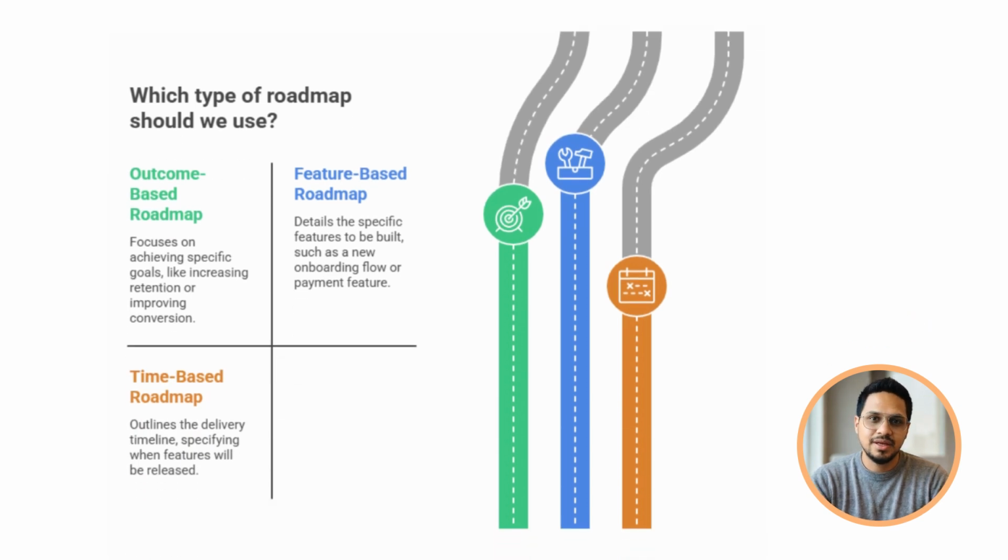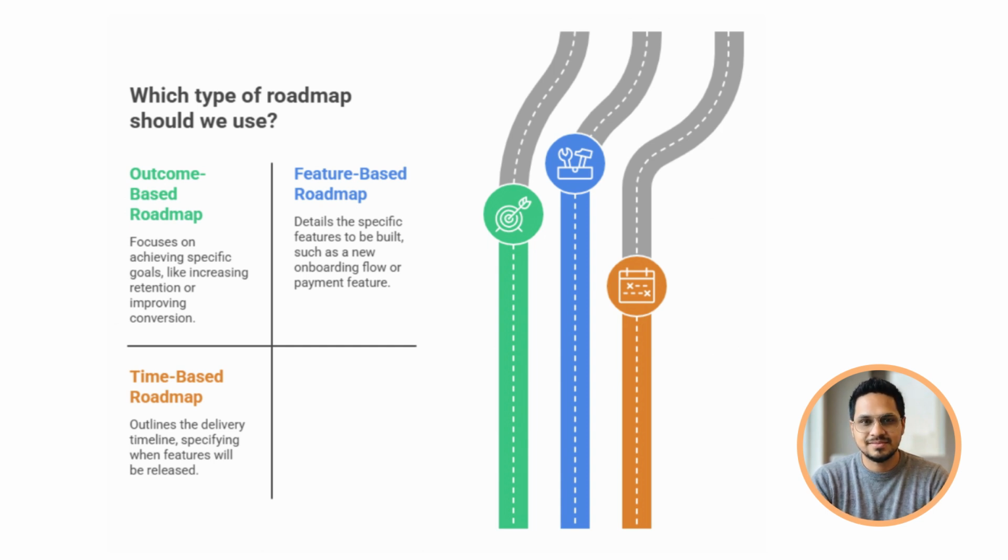There are mainly 3 types of roadmaps. Number 1 is the outcome-based roadmap. It focuses on what we want to achieve, for example, increasing retention or improving conversion. Number 2 is the feature-based roadmap. It focuses on what we will build, for example, a new onboarding flow or a payment feature.